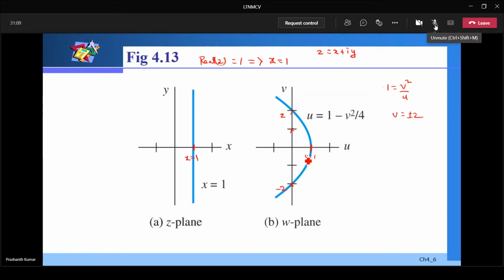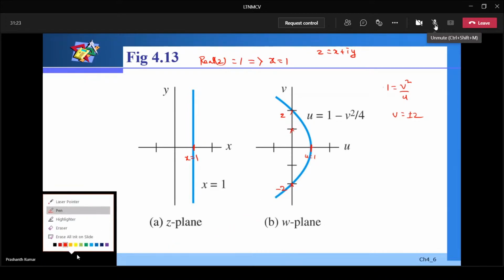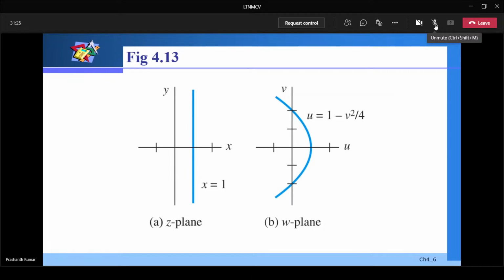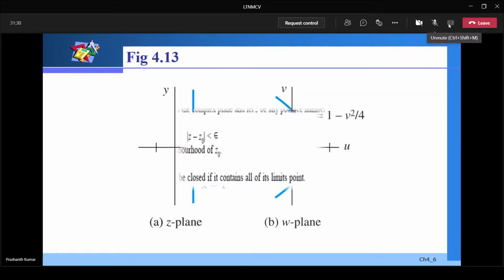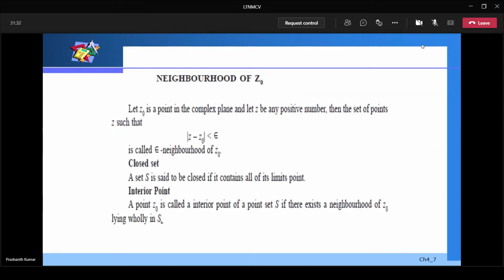ఓకే, ఈ విధంగా ఉంటుంది. ఇది w ప్లేన్ అంటే, w ప్లేన్ లో ఈ విధంగా అంటే x is equal to 1 అయినప్పుడు w ప్లేన్ లో the function value should be like this. Okay, are you understand this one? Yes, sir. Okay, next, what is the neighborhood of z0? This is very, very important. Let z0 is a point in the complex plane.